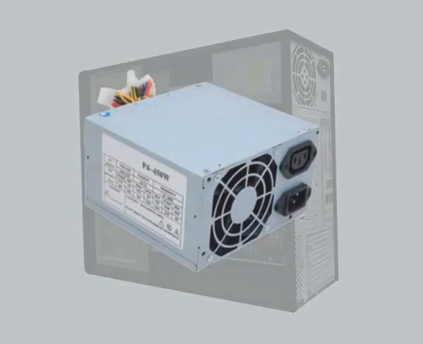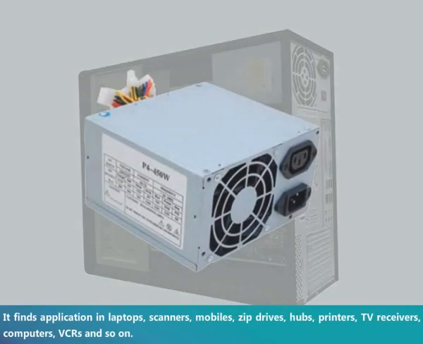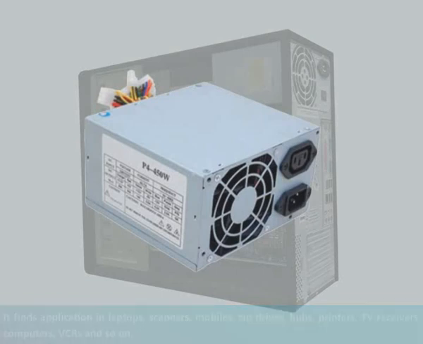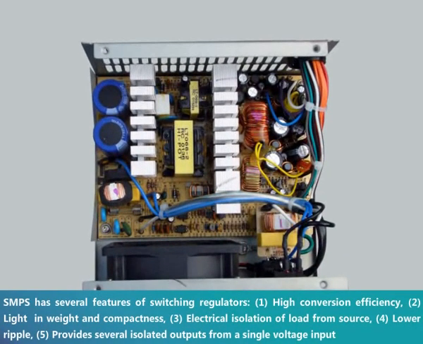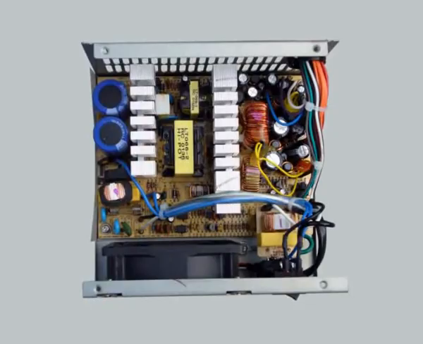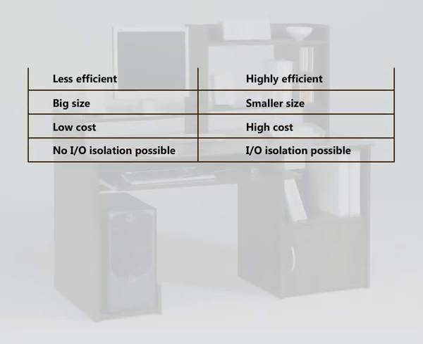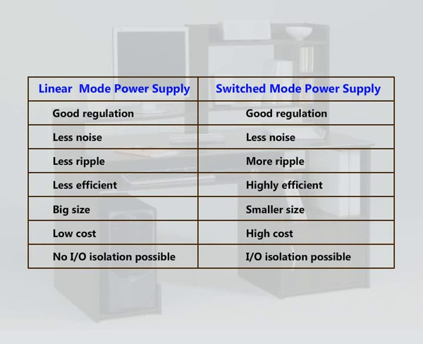This is SMPS. It finds an application in laptops, scanners, mobiles, zip drives, hubs, printers, TV receivers, computers, VCRs, and so on. SMPS has several features of switching regulators: high conversion efficiency, light weight and compactness, electrical isolation of load from source, lower ripple, and it provides several isolated outputs from a single voltage input. The difference between the linear mode and the switch mode power supply is shown in the table.